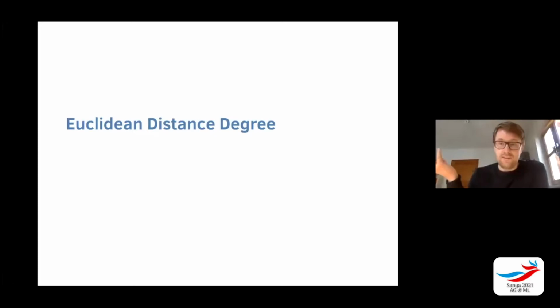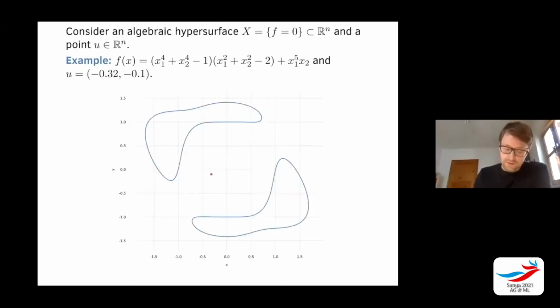What is this? So here's the setting. Consider an algebraic hypersurface X. So X is given as the vanishing of a single polynomial in R^n, so it's a real algebraic hypersurface, and a point u in R^n. So for instance, X could be this blue curve here in R^2, and u could be this red point. So this example is this example here. And then you consider the following problem.